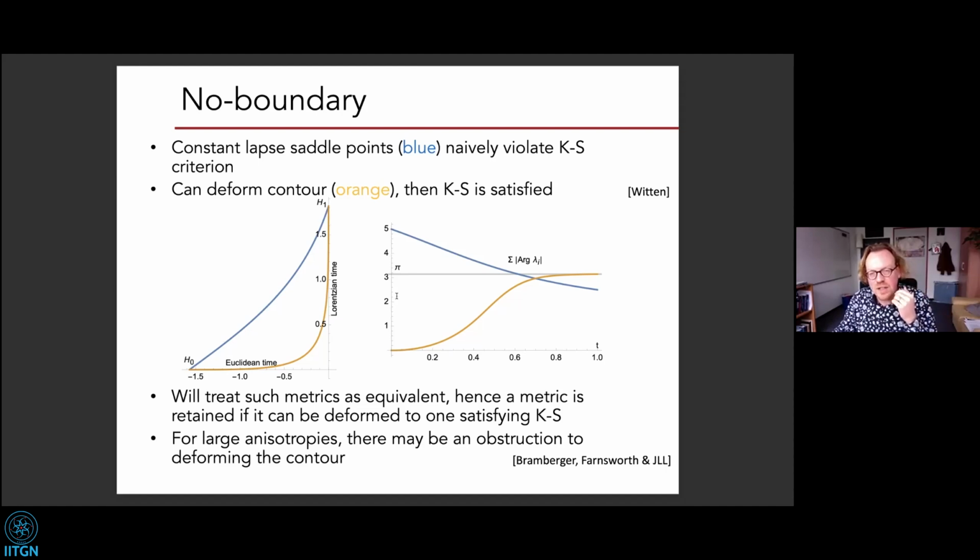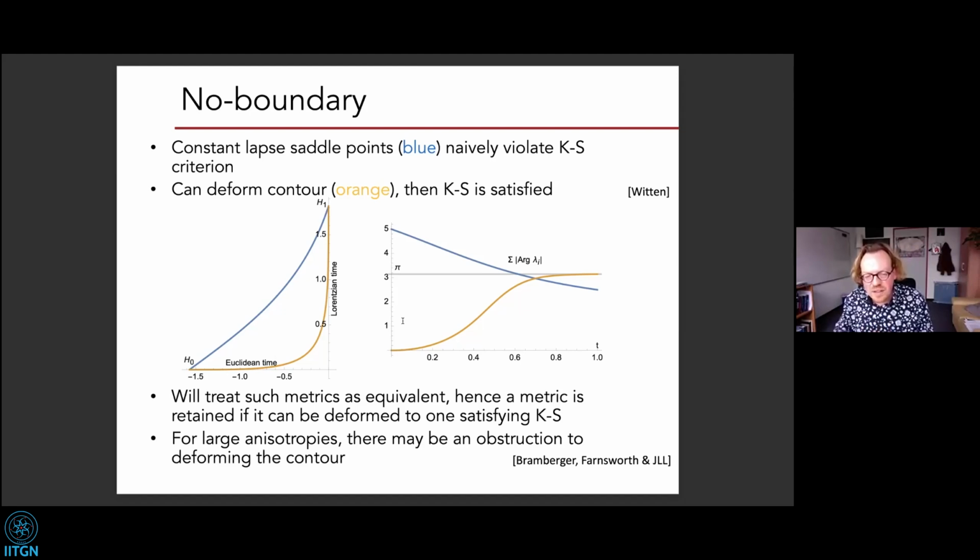And if you calculate this sum over absolute values of arguments of the metric, it is indeed above, it's this blue line, it is above pi, which is the gray line. So actually these saddle points do not automatically satisfy the Kontsevich-Segal bound. Nevertheless, nothing prevents us from deforming this time contour. If we deform it such that the contour runs more along the Euclidean time direction first, and then more along the Lorentzian time direction, as in this orange curve, then we find that in fact this Kontsevich-Segal criterion is satisfied.